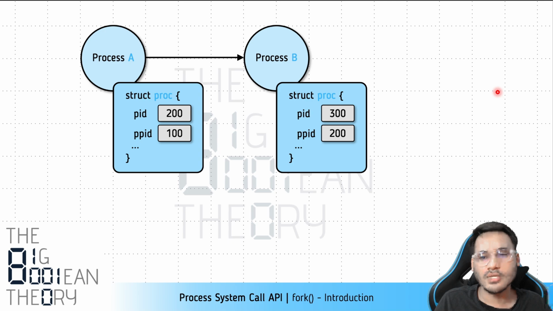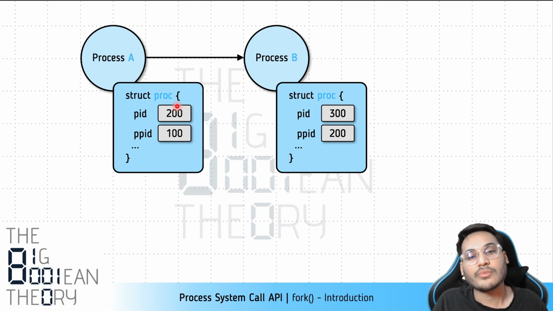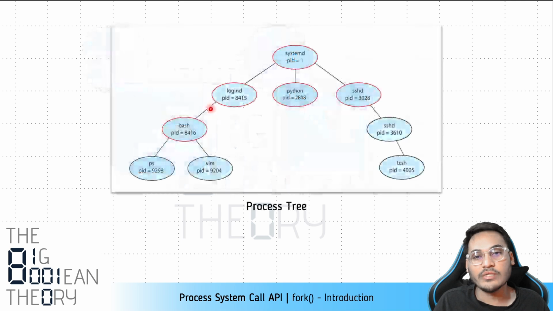We also saw some other minute differences, like the process ID and the parent process ID of the parent and the child are different, right? So we talked about the fact that the child process is not an exact copy of the parent. Some fields like the process ID and the parent process ID are unique to each process, right? So that is what we covered in the third video.